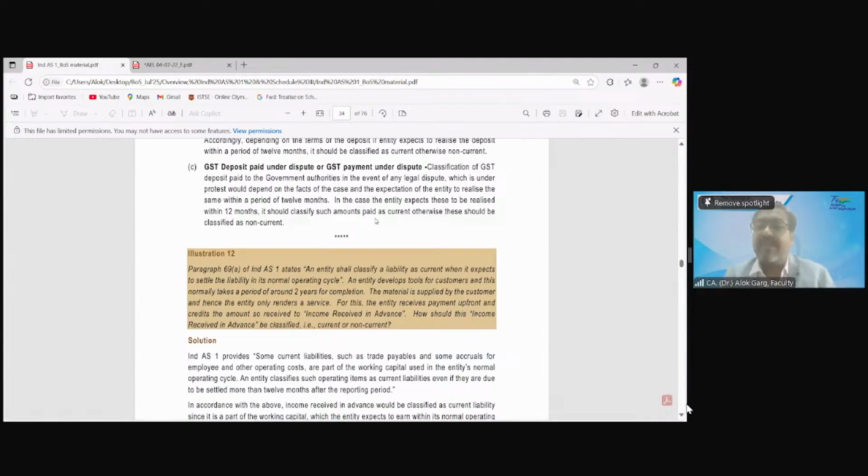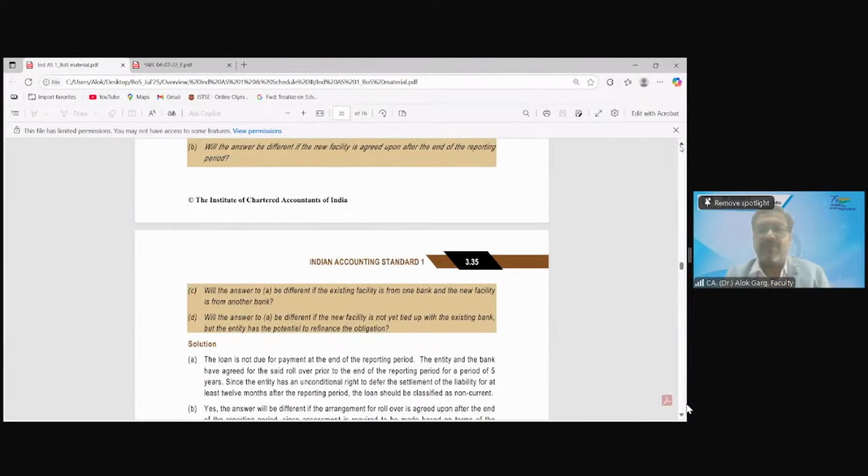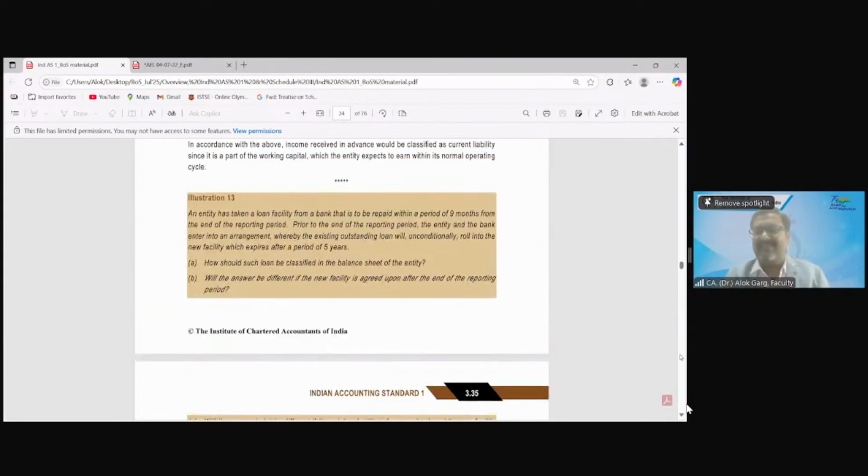Right? So if the entity expects to realize this money which this entity has deposited, in that case, it is a current asset, otherwise it is a non-current asset. Again, it depends on the expectation of realizability. Yes. Now, very good question on liability.